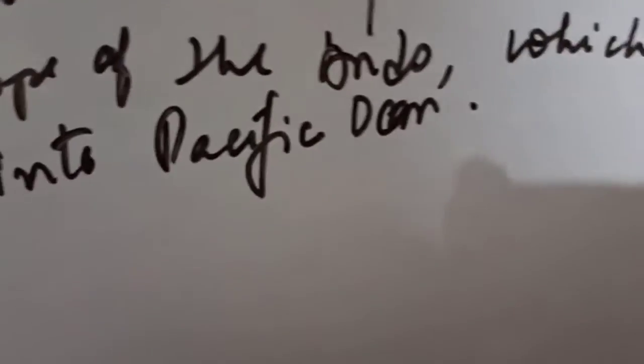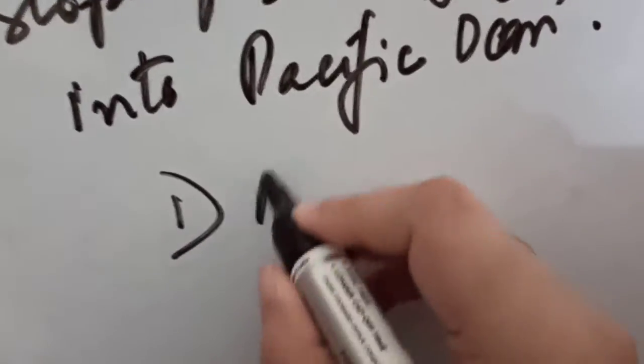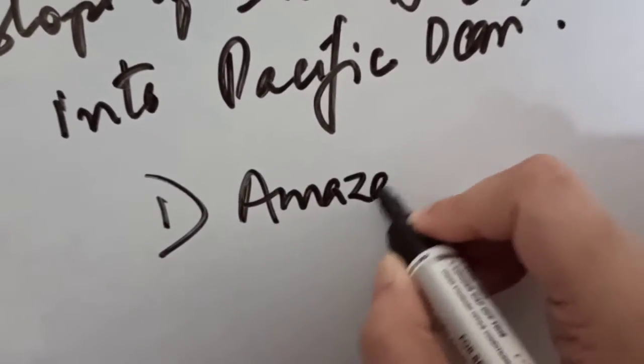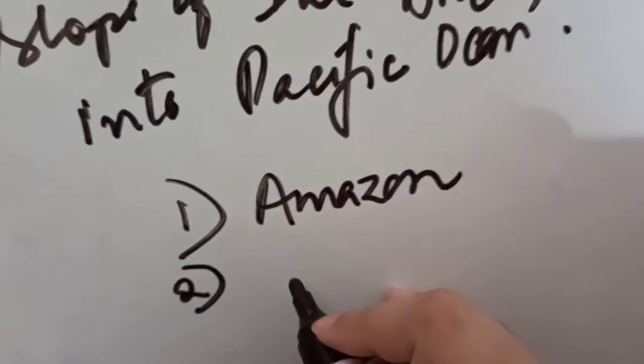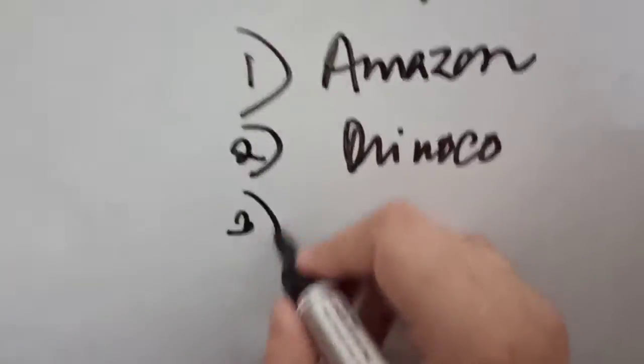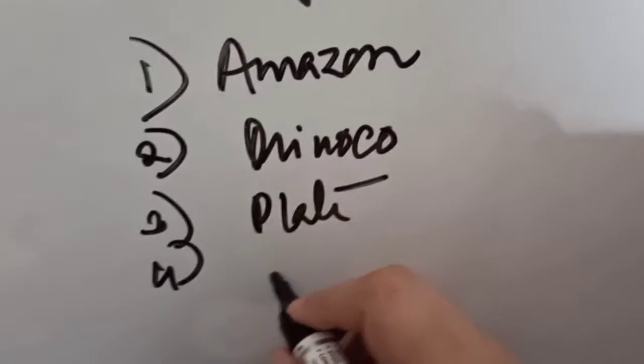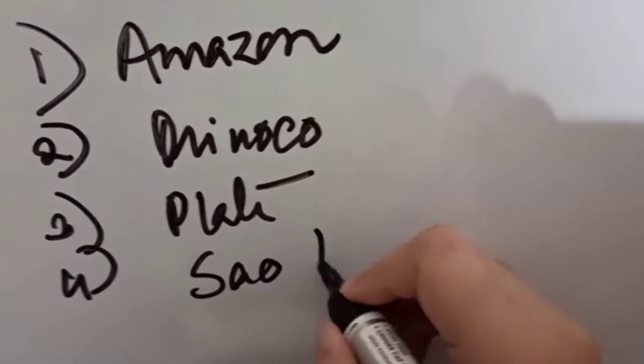Okay, so some of the major rivers of South America are the Amazon, then we have the Orinoco, then the Plate, and number 4 is the São Francisco.